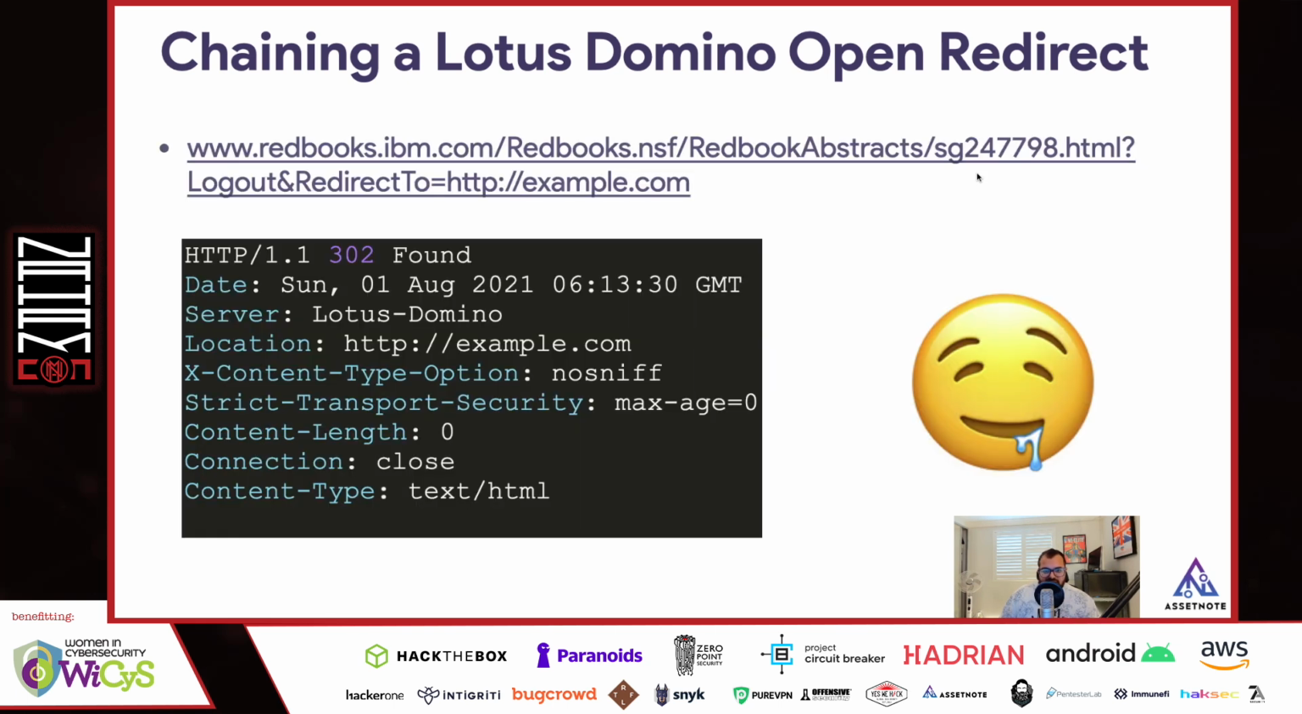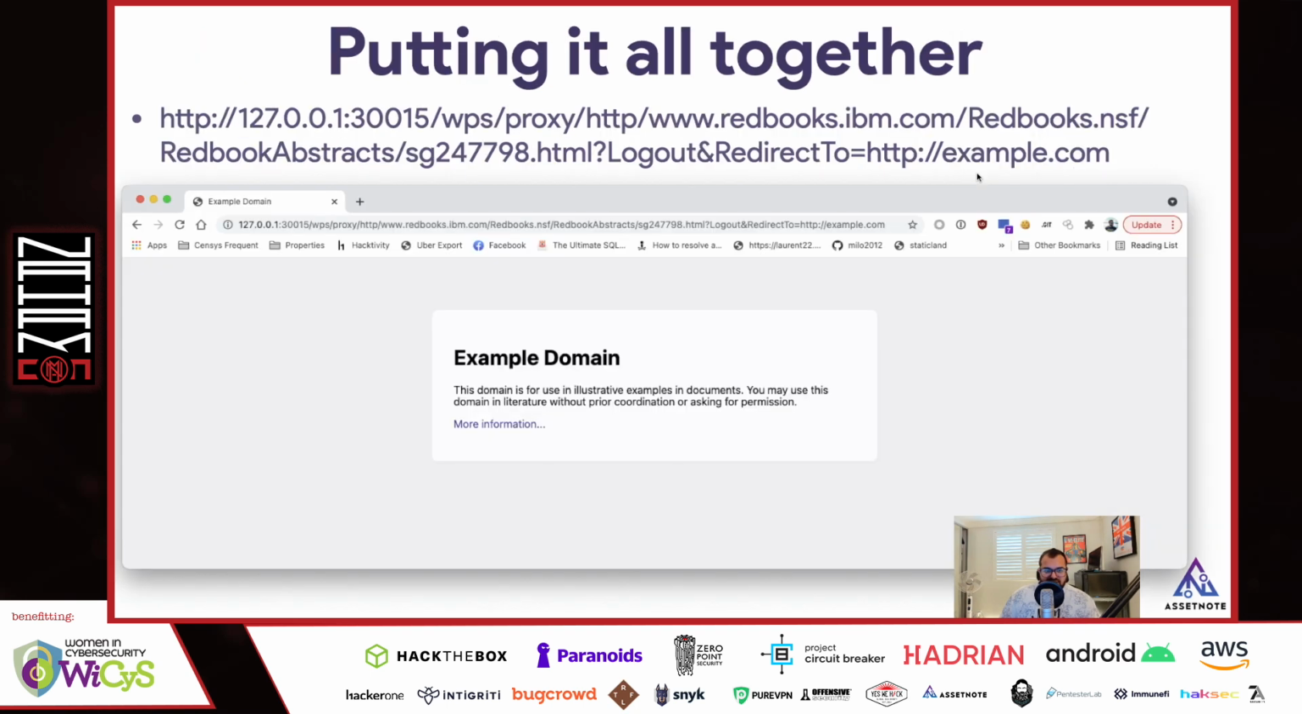So you can see here that we can reach redbooks.ibm.com, and we can add the query parameter logout and the other query parameter redirect to with our host, and we can see that the response from this web server is redirecting to the location we're looking for. So ultimately, we now have a redirect gadget on one of the whitelisted hosts that this proxy config has in its policies. We can pull all of this together and ultimately achieve full read SSRF.